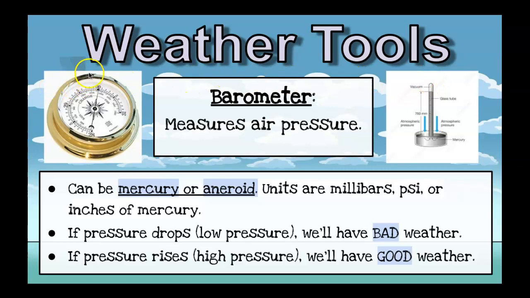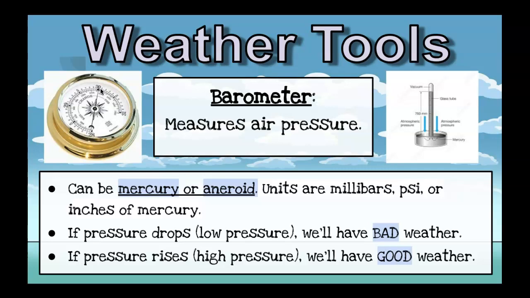The other type of barometer is over here, and this is an aneroid barometer. An aneroid barometer is a barometer that uses not mercury, but it has a chamber inside that builds up pressure, and it turns the dial based off of how much pressure is found in the object. So the units we use are millibars, psi, or inches of mercury.